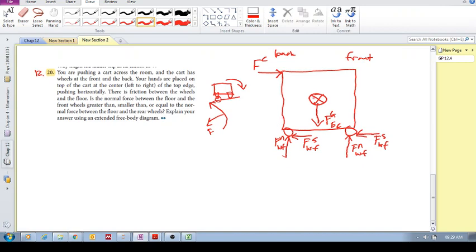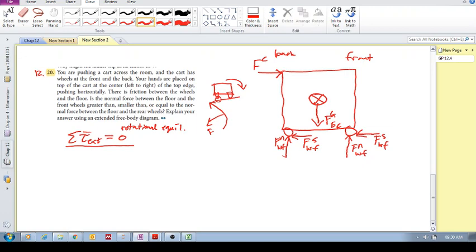We know that at this point the sum of the torques is 0, because it is in rotational equilibrium. That means it's not rotating. Not yet. Perhaps if you increase this force, it might begin to tip, I don't know. But right now, you're pushing it and it is moving, but it's not tipping. There's no rotation.